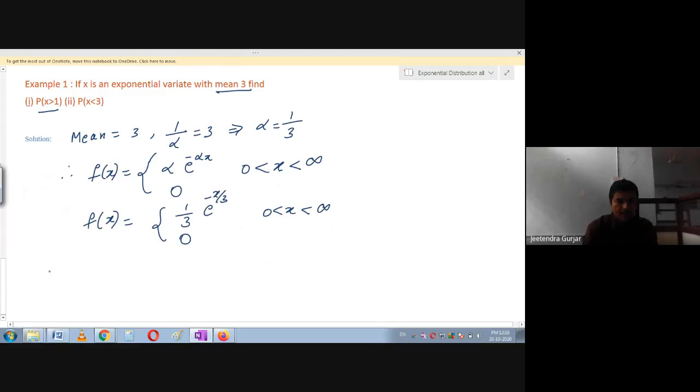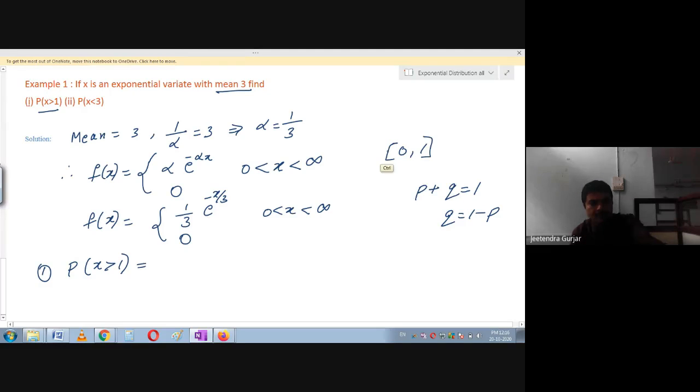We'll take the first one now, that is the probability of x greater than 1. Already I have told you, if the upper limit goes beyond the range, you have to reverse this. How will you reverse? Already in the last example we have done this: p plus q is equal to 1, so q is equal to 1 minus p. So we'll reverse this. Because it must be in the interval like this, but we see this upper limit is going beyond the integration, therefore it is infinity.